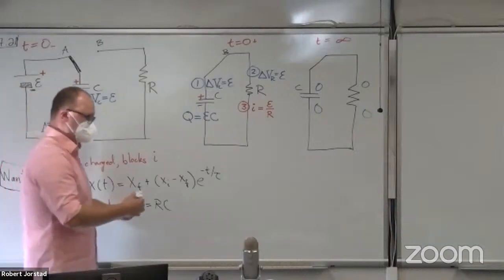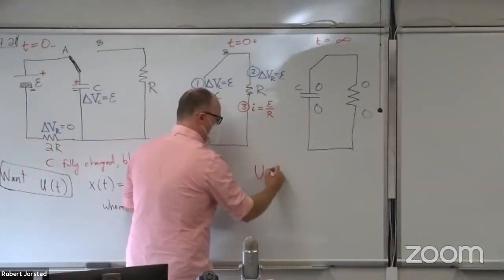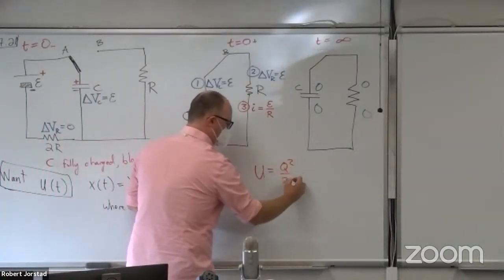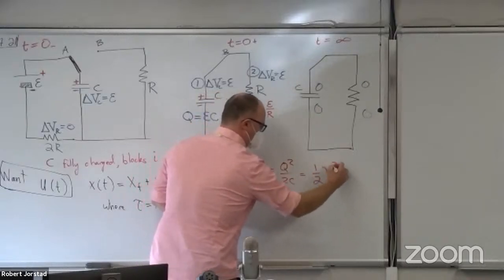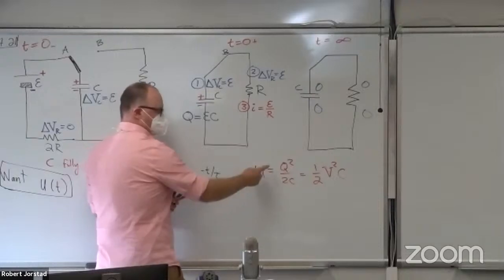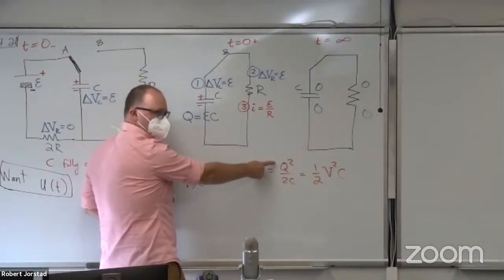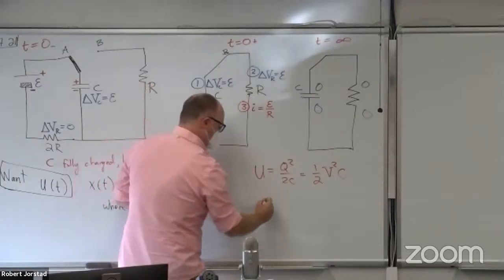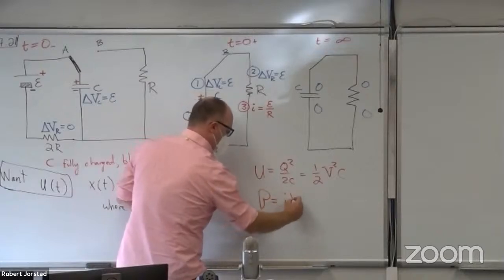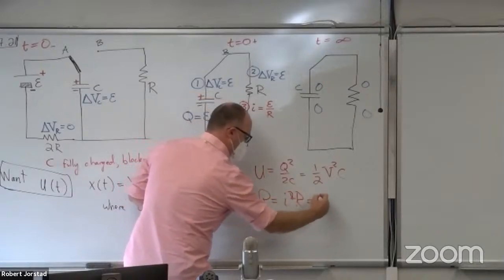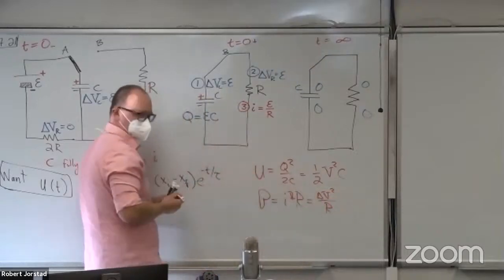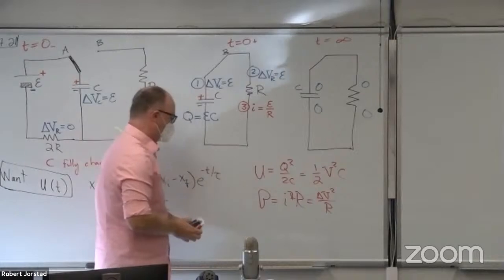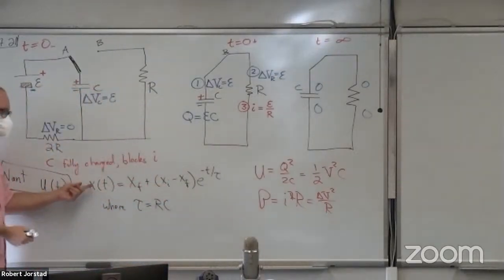Now I'm just going to put out an equation here. You guys remember that U is something like Q squared over 2C, or sometimes we said it's 1/2 V squared C. See how this is nonlinear? It's got a squared term in it. Or think about power. Isn't power something like I squared R or V squared over R? That's nonlinear. So for U, don't use this equation.